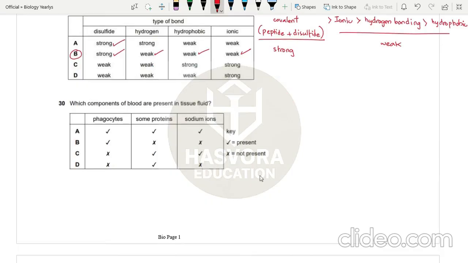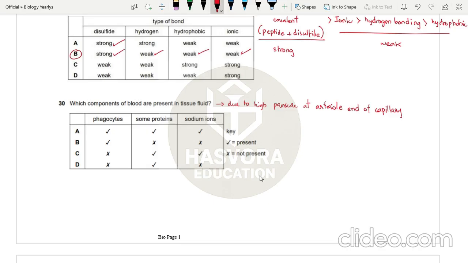The fifth says which components of the blood are present in the tissue fluid. So we know that tissue fluid is formed due to high pressure at the arteriole end of the capillary. And because of this, the blood is squeezed out of the perforations of the capillary, and some of the components actually leak out.